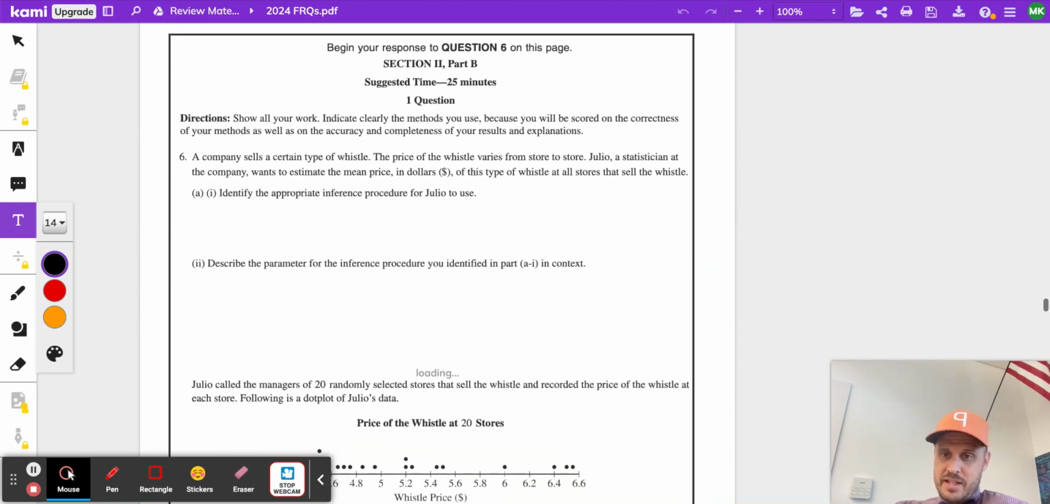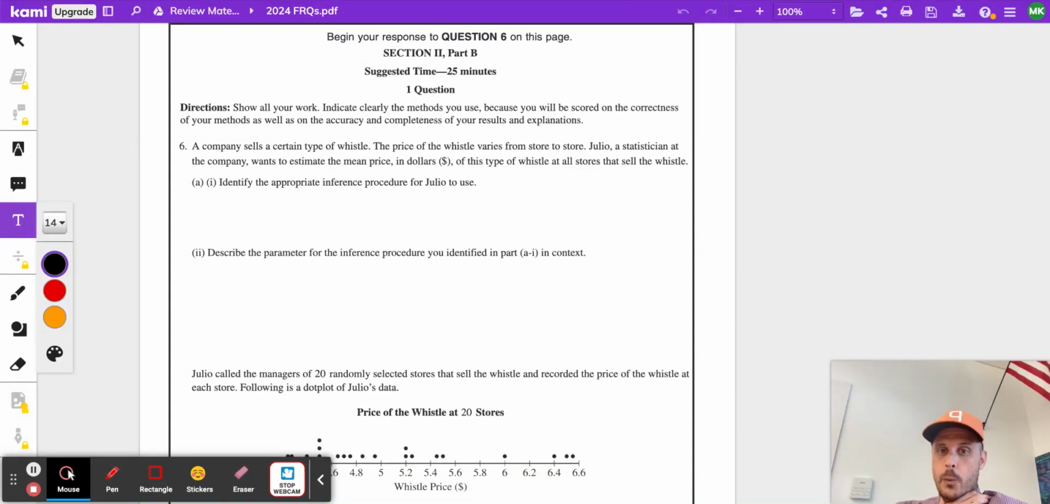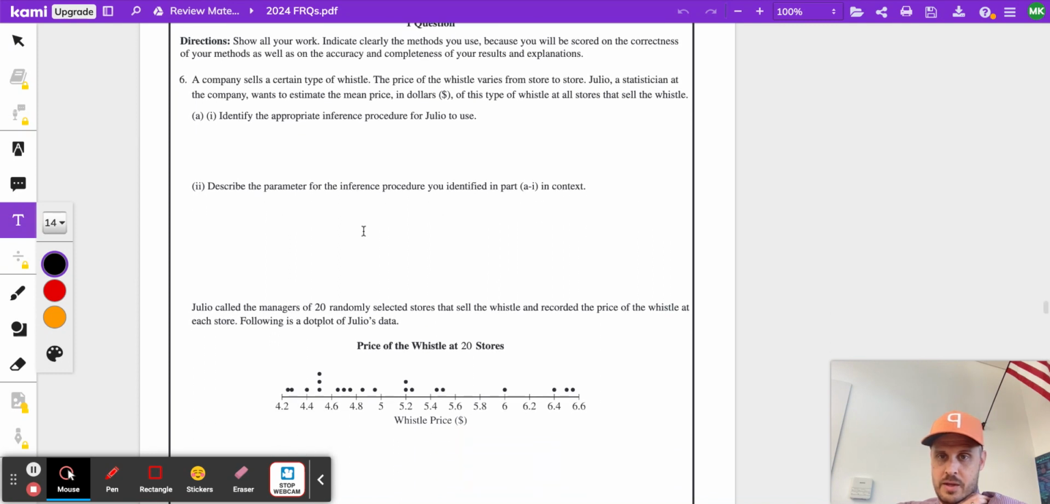All right, finally, number 6. A company sells a certain type of whistle. The price of the whistle varies from store to store. Julio, a statistician at the company, wants to estimate the mean price in dollars of this type of whistle at all the stores that sell the whistle. Identify the appropriate inference procedure.